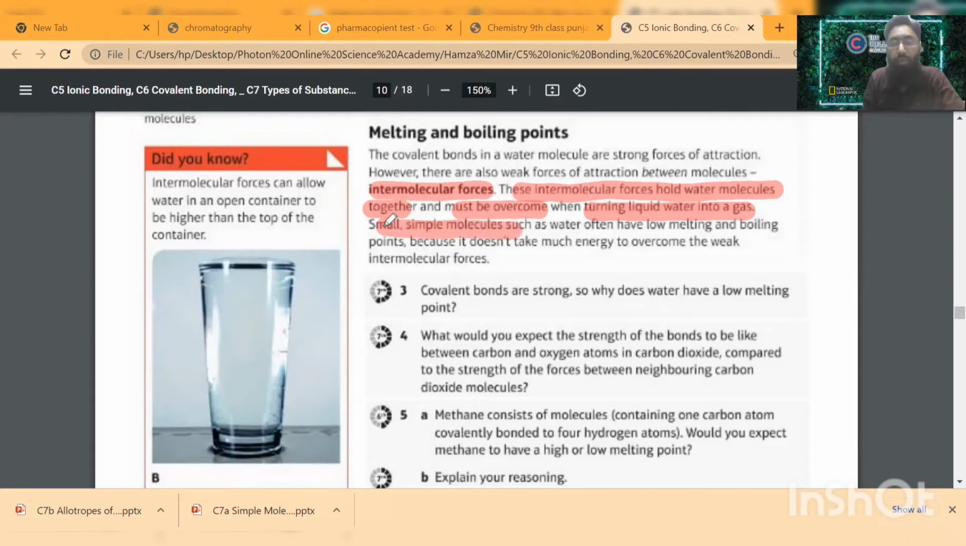Small, simple molecules such as water often have low melting and boiling points because it does not take much energy to overcome the weak intermolecular forces. The intermolecular forces are weak. We don't need to provide a high amount of energy to overcome these forces of attraction. So water doesn't have high melting and boiling points. Water has low melting and boiling points.